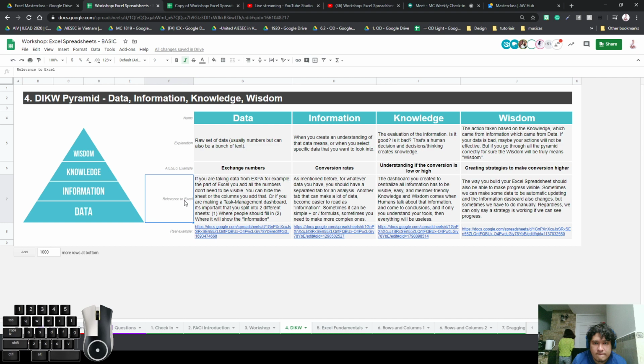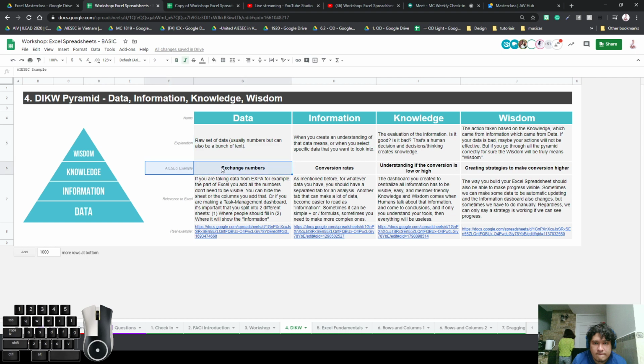Oh, we need more data. Oh, we need more data. We need more data. But you don't actually need more data. You need more information. You need more knowledge. You need more wisdom. Because data is just data. So basically, data is just a raw set of usually numbers, can be text as well. So it's just numbers, text, words somewhere.